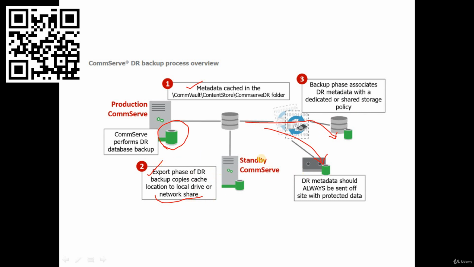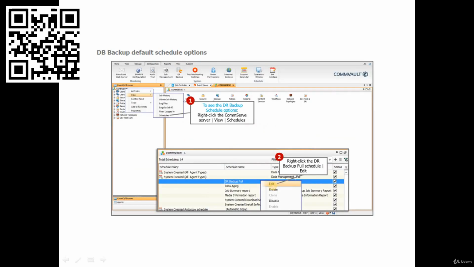And on the standby CommServe, if you want to restore that data, the first thing you need to do is access this share from the standby CommServe, because the file will contain all the metadata information at that particular point in time and which information is backed up and where. Once the file is accessible, it can tell you the disk library where it is stored, and you can restore the CommServe database.